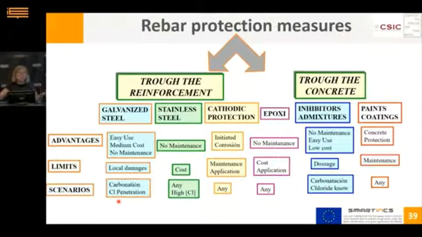In the case of galvanized steel, it is easy to use, medium cost, and no maintenance is needed, but it is affected by local damage and will protect against carbonation and chlorides. In the case of stainless steel, it is the same situation, but higher cost perhaps, and the cathodic protection needs continuous maintenance and experience, but of course the protection could be the best. With epoxy it also depends on the cost and application, and the inhibitors could be the lowest cost, no maintenance, easy to use, but there is a risk with the dosage: it is necessary to identify the optimum dosage in the systems to see the efficiency.